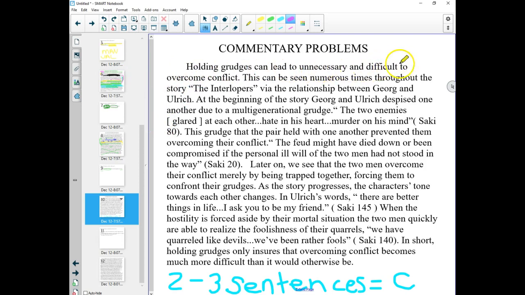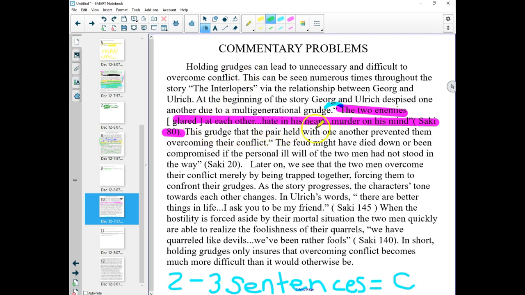"Holding grudges can lead to unnecessary and difficult to overcome conflict. This can be seen numerous times throughout the story The Interlopers via the relationship between George and Ulrich. At the beginning of the story, George and Ulrich despised one another due to a multi-generational grudge. The two enemies glared at each other, hate in his heart, murder in his mind." So I'm not going to spend too much time, but first, you know that the quote is not supposed to be its own sentence. Second of all, the lack of transition here does not show a clear relationship between the evidence and what was said earlier. But let's keep going. So again, the quote is problematic. The relationship between these 2 sentences is problematic, but let's continue.